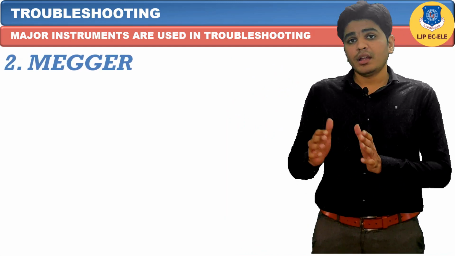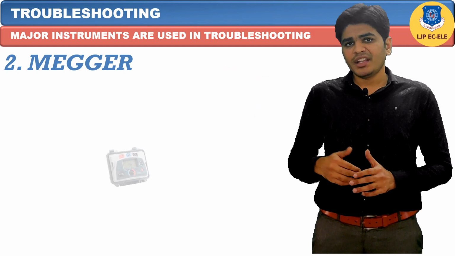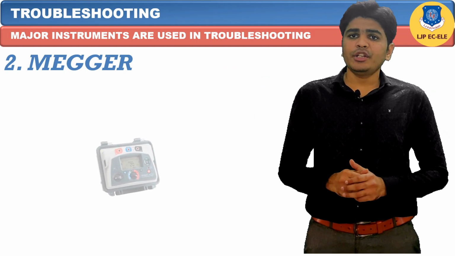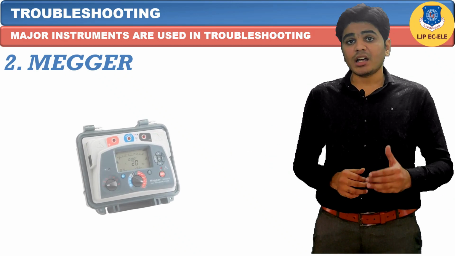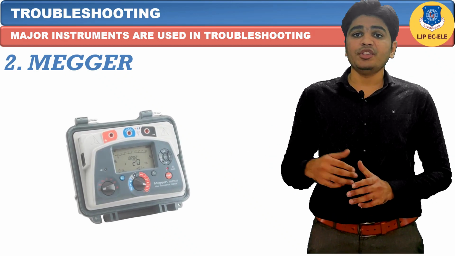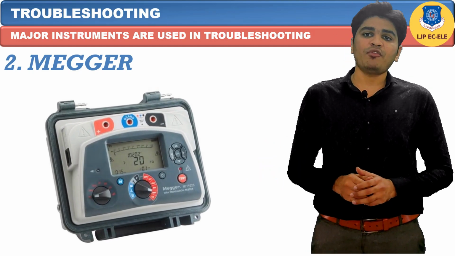Second one is the Megger. You can see its image here. Generally, continuity of the winding, open circuit, short circuit and earth fault and insulation resistance etc. can be tested with the help of a Megger.